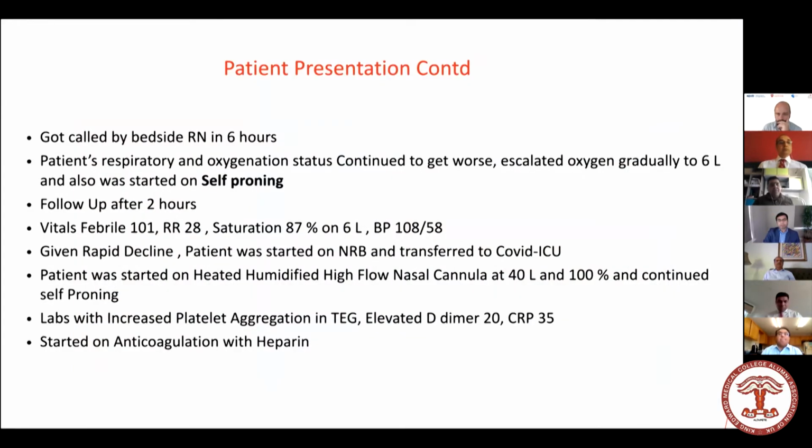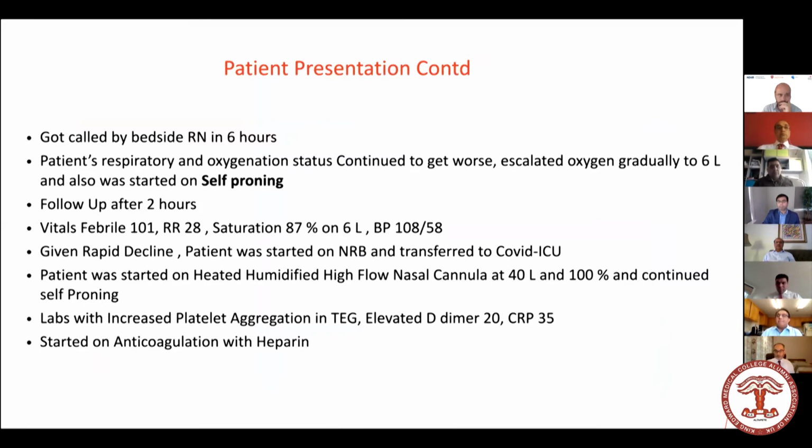Back to our patient. 6 hours later, patient is on oxygen, self-proning, still tachypneic, still tachycardic, and was worsening, so we switched to high flow nasal cannula and was started on heated humidification. Now, we received some of the labs back, and we have platelet aggregation in TEG, which was high. We have published some data on that. And then patient D-dimer was high, CRP was high. So patient was started on anticoagulation as well.